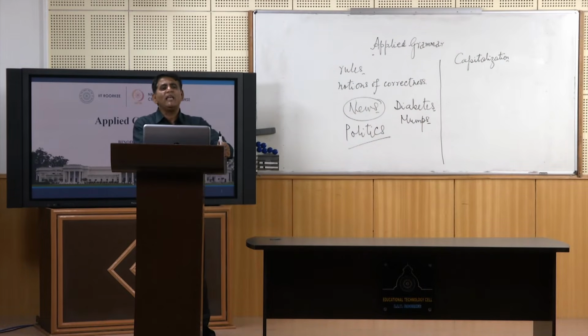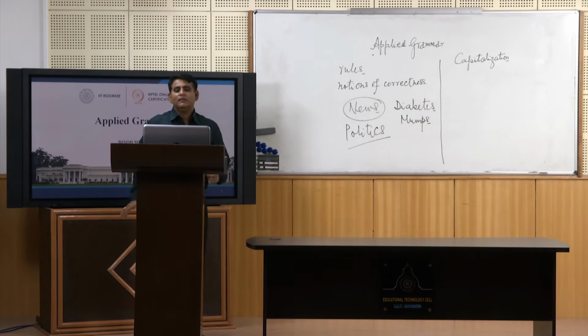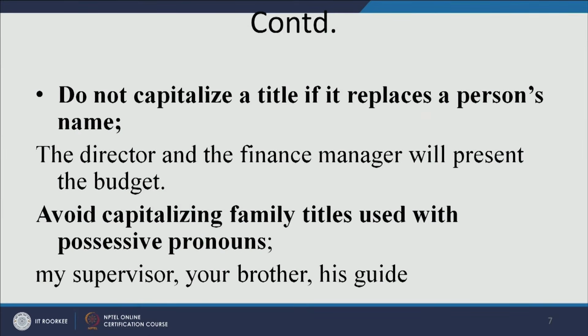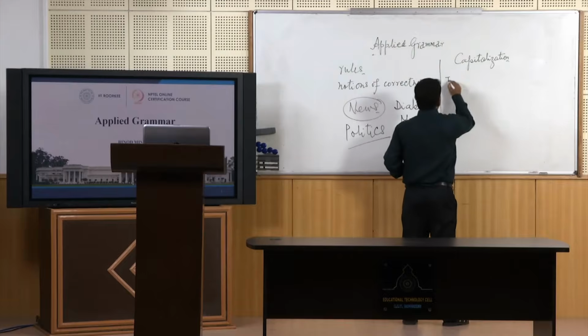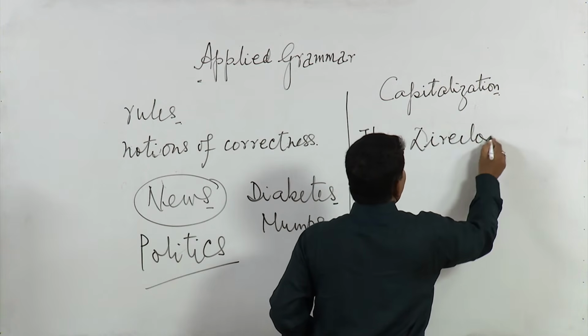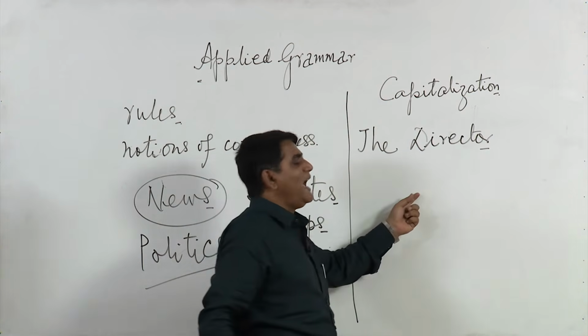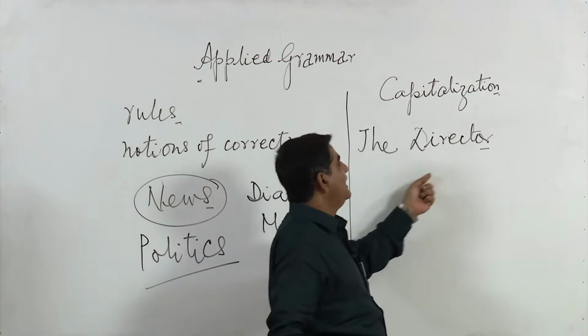If a person's name is not there, suppose a person's name is not there and the subject begins with the designation alone, and then it replaces a person's name, again it will be in small letter. For example, the sentence here, the director and the finance manager. Here you cannot write the director with capitals, fine, but this can be written only when you are writing it as the address, the Director, IIT Roorkee.